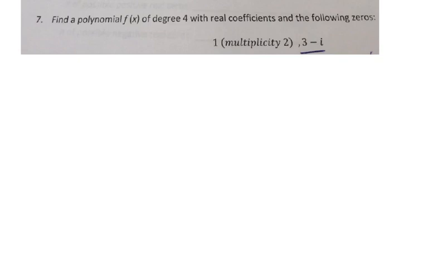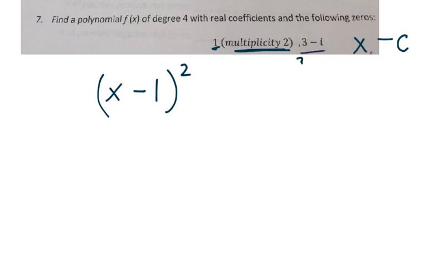Now we have a problem that looks very similar. Find a polynomial f of x of degree 4 with real coefficients and the following zeros. They tell us we have the zero 1, which has a multiplicity of 2, and we have 3 minus i as a zero. If the polynomial has a zero of 1 with multiplicity 2, then that factor is going to be x minus 1 squared, because that tells us the multiplicity. Then for our other factors, we get x minus c, but in this case we're going to use 3 minus i and 3 plus i.